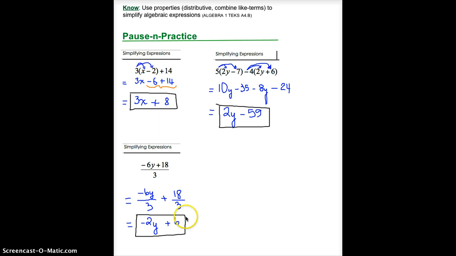So through these examples, you've seen that we use the distributive property and combining like terms to simplify algebraic expressions.